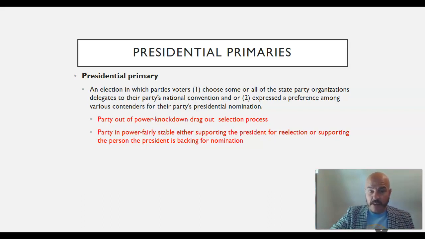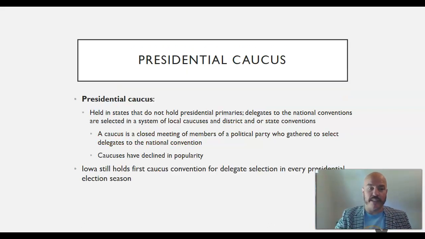It is a knockdown, drag-out selection process for the party out of power. By that I mean, in the election of 2020, it's the Democrats. Republicans have not. It's pretty stable. They are supporting their president. He had, for the most part, zero challenges in the primary season because he's the incumbent. So he doesn't have to recover from much at all, whereas the Democrats have to recover from this knockdown, drag-out fight that they've had amongst one another over the last several months.